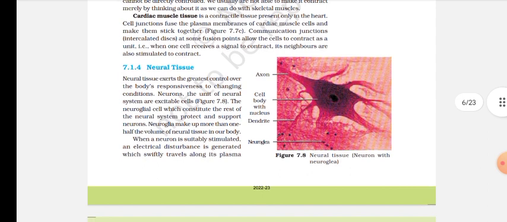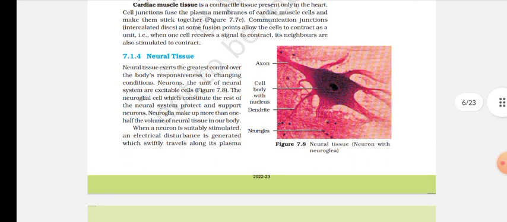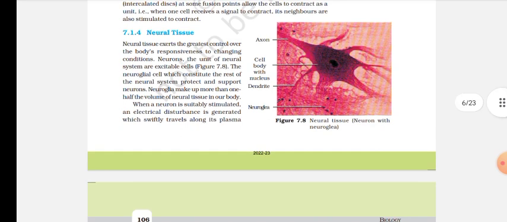7.1.4 Neural tissue. Neural tissue exerts the greatest control over the body's responsiveness to changing conditions. Neurons, the unit of the neural system, are excitable cells. The neuroglial cells, which constitute the rest of the neural system, protect and support neurons. Neuroglia make up more than one half the volume of neural tissue in our body.